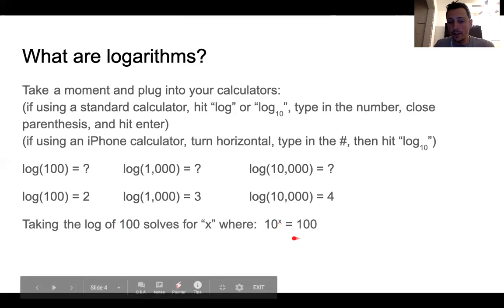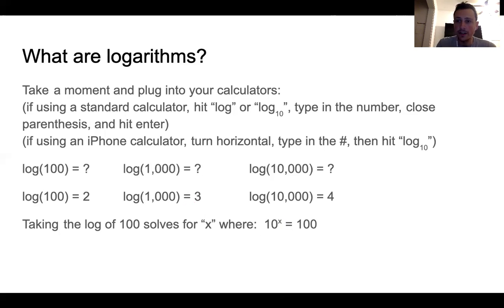For 1,000, it would have to be 10 to the third power in order to be equal to 1,000, right? That's 10 times 10 times 10. So if we took log of 1,000, we get 3 as our answer. Same thing with 10,000, right? It scales, so 10 times 10 times 10 times 10, or 10 to the fourth power, ends up being equal to 10,000 here, which is why log of 10,000 is equal to 4.